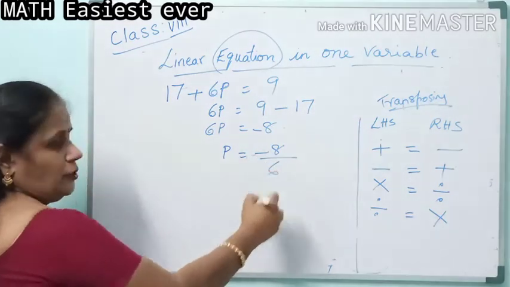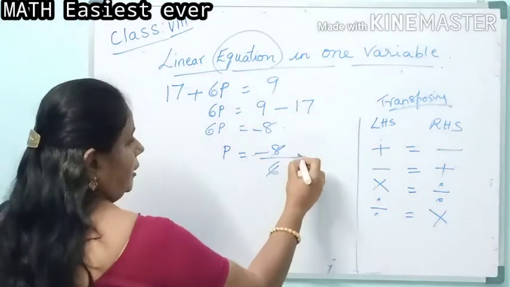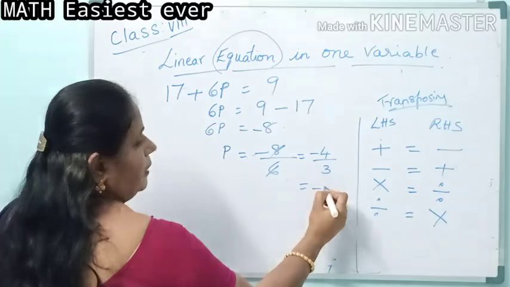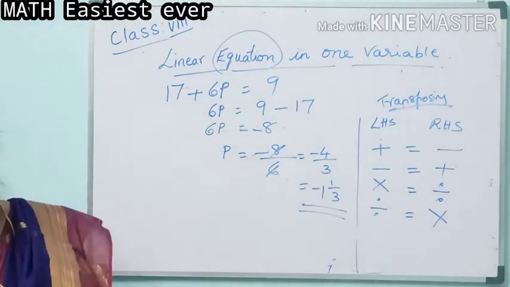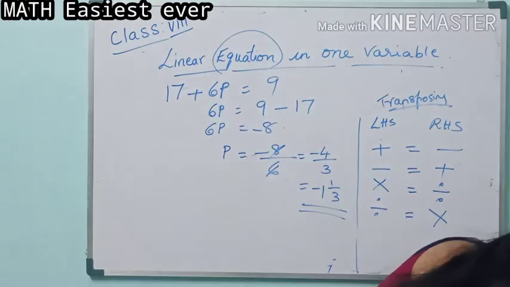p is equal to minus 8. Bring this 6 to the other side. So it is minus 8 by 6. You can cut short. It is minus 4 by 3. And again you change it to mixed. Minus 4 by 3, if you divide, it's minus 1 1 by 3. The last sum in that exercise, I'll do it for you.